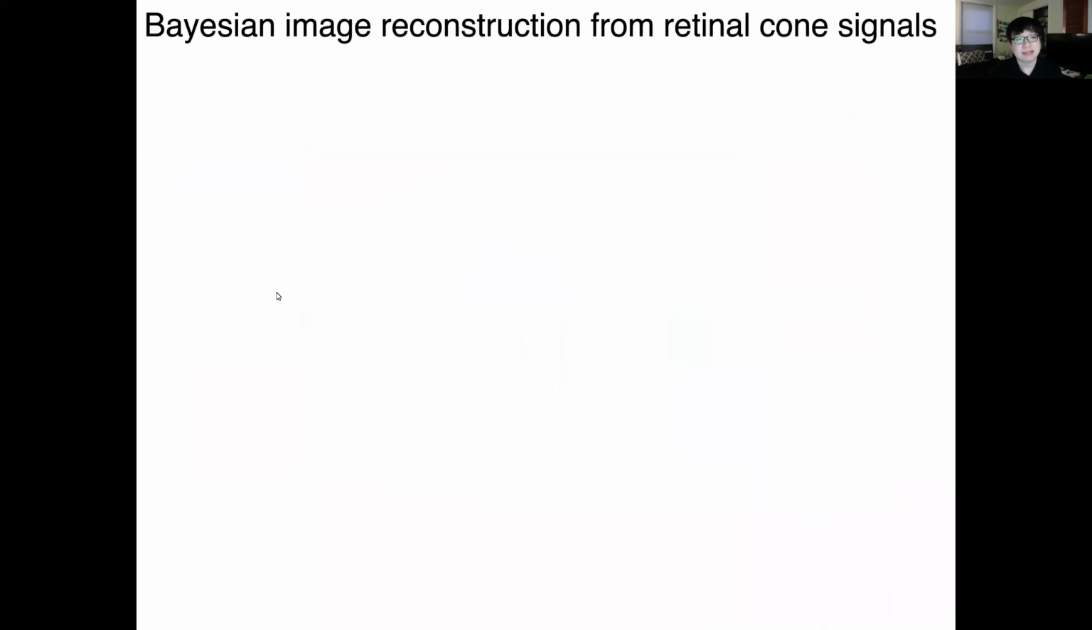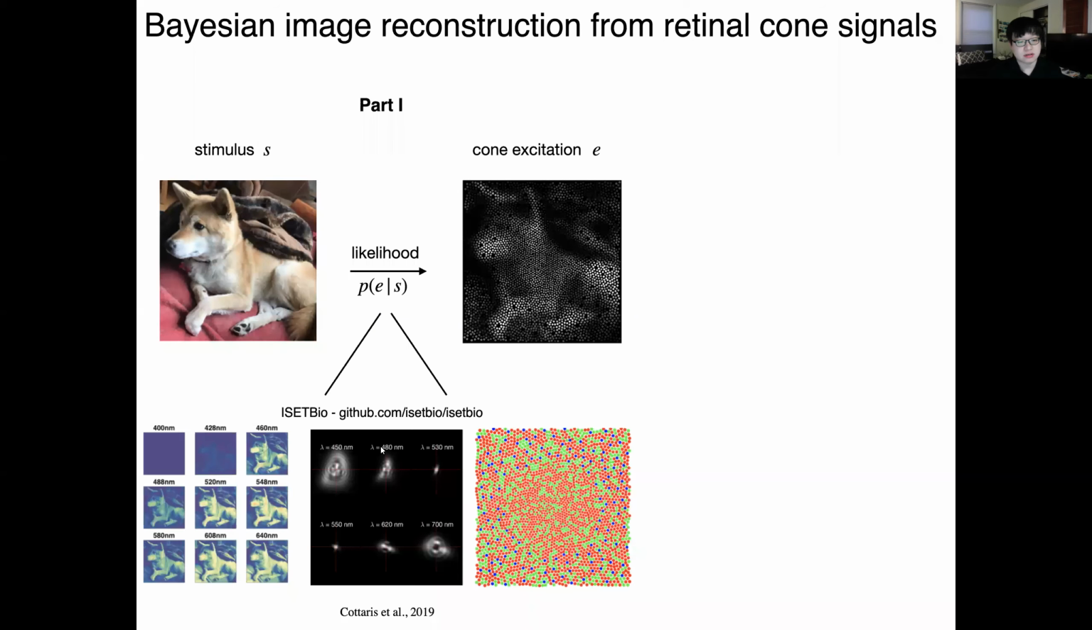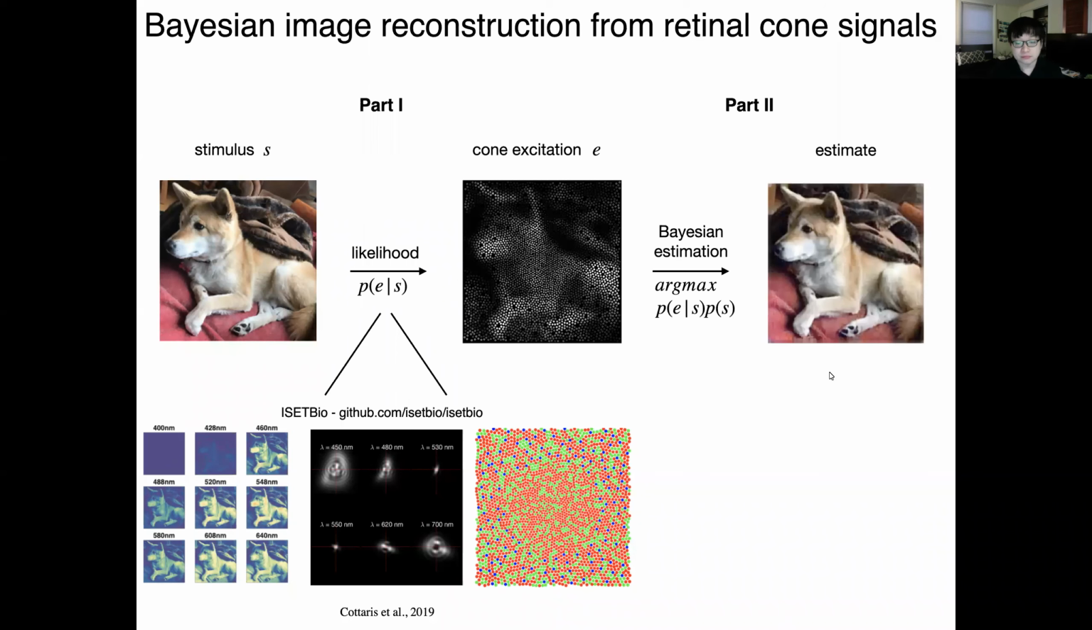Concretely, we take a Bayesian approach, meaning we first construct the likelihood function, which describes the probabilistic relationship between stimulus and pattern of cone excitation. We do this with the open source software ISETBio, which is an image computable model of early vision that I'm going to introduce to you in part 1. Next, we construct our Bayesian estimator, and finally, in the third part of the talk, I will show you some analysis of how variations in early vision influence image reconstruction.